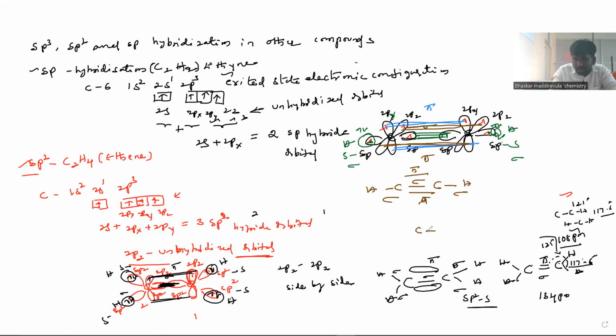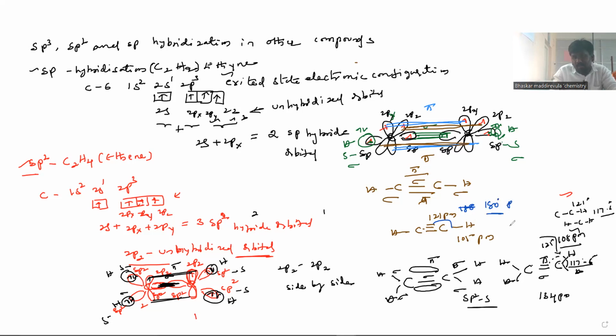Now if you see the bond angle and bond lengths, the carbon triple bond length is 121 picometers, and the carbon hydrogen bond length is around 105 picometers. The bond angle is 180 degrees, so the carbon hydrogen bond angle is 180 degrees.